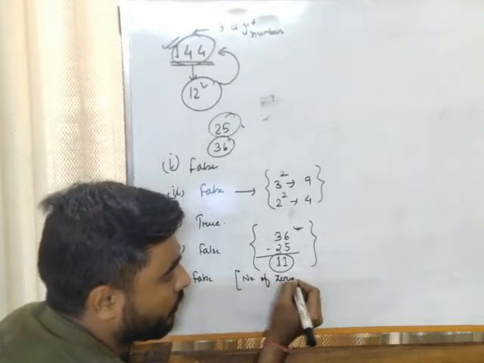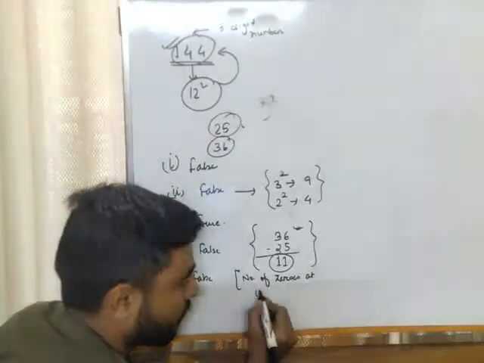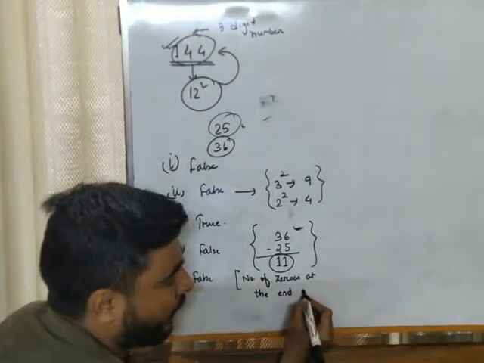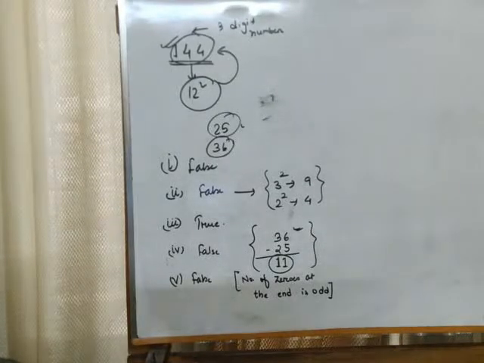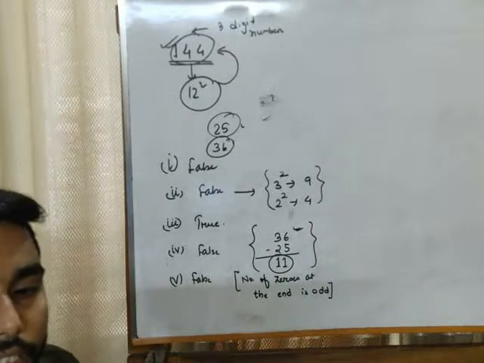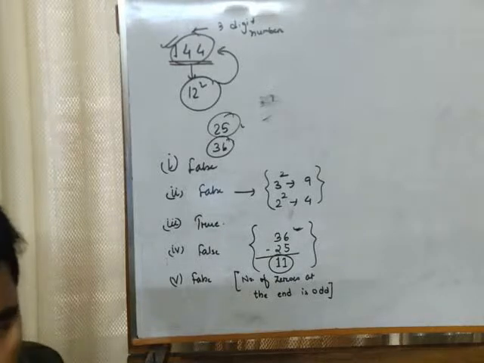Note: the number of zeros at the end is odd. Since the number of zeros at the end is odd, 3 zeros are there, hence it will be false. Clear everyone?